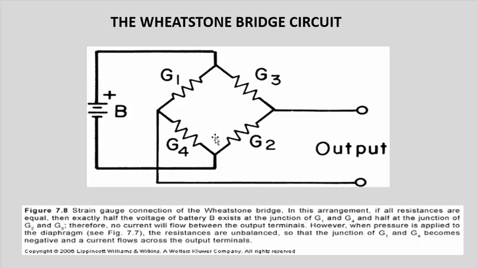However, when pressure is applied to the diaphragm, meaning G1 and G2 stretch, the resistances are unbalanced, so that the effect is the junction of G1 and G4 becomes negative relative to the point at G3 and G2, and current then flows across the terminal. Something you should always remember, and you should be able to reproduce. Again, sitting on the bus or waiting for the change of lights, just draw the little Wheatstone bridge circuit in your mind and imagine the previous slide with the strain gauge diagram.